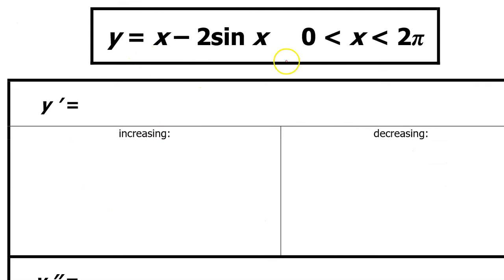As we do the first problem, keep in mind that the domain is limited to the interval from 0 to 2 pi. The first step to find intervals of increasing and decreasing is to find y prime. The derivative of x is 1, and we bring down the negative 2 and move on to the sine x. Memorized rule, the derivative of sine x is cosine x. So this is y prime.